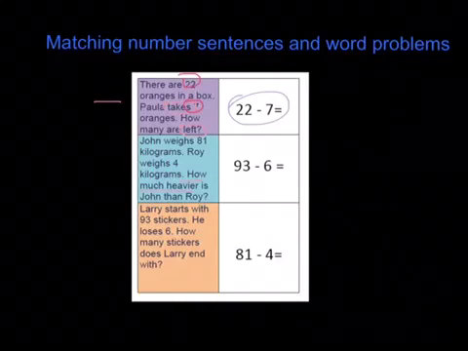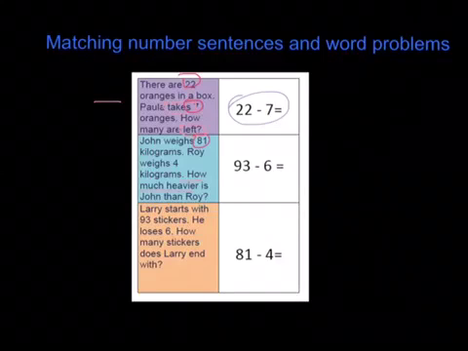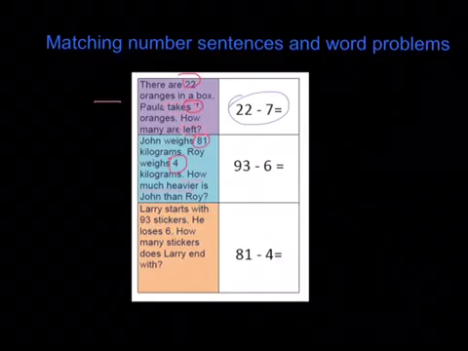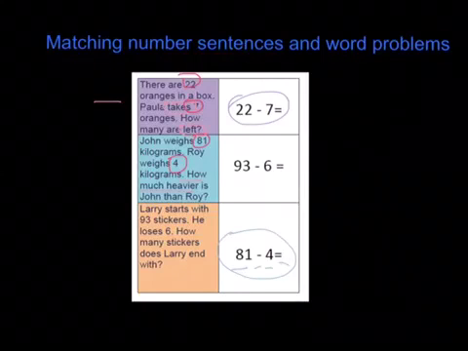All right, now let's look at the other key information. 81 kilograms and 4 kilograms. Okay, remember we start with the bigger number and take away the smaller number. So 81 take away 4 equals. Can you see the matching number sentence? That's right, it's this one here. 81 take away 4 equals.